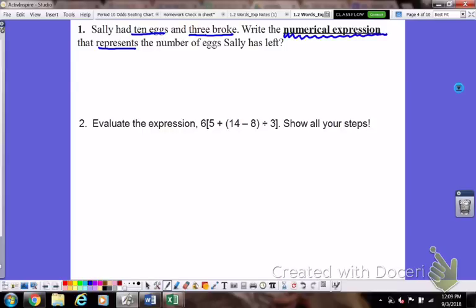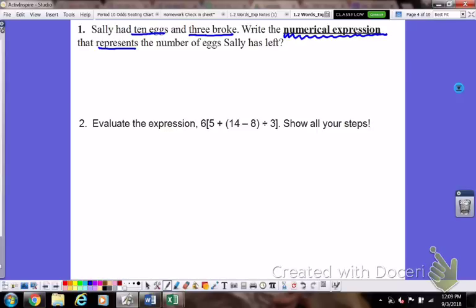I'm going to underline that again. Numerical expression that represents the number of eggs Sally has left. Now notice it does not say to find the number of eggs that she has left. It just says to write the numerical expression. We want to make sure we're always double checking our directions and making sure we're actually answering the question.